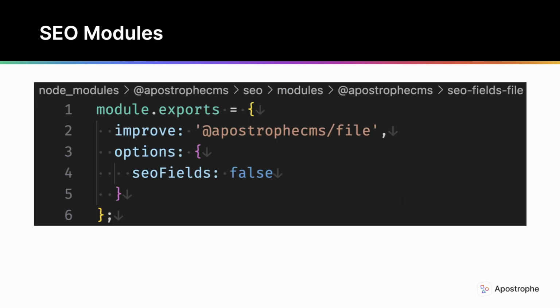The SEO extension bundles 8 modules that each improve a different core apostrophe module. By improving each of these core modules, the core modules and all custom modules in your project that extend these same core modules will have the same code changes.